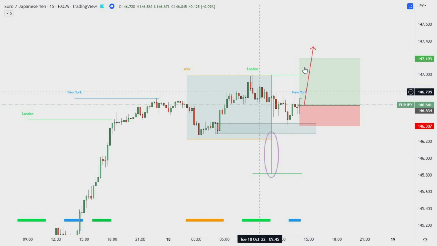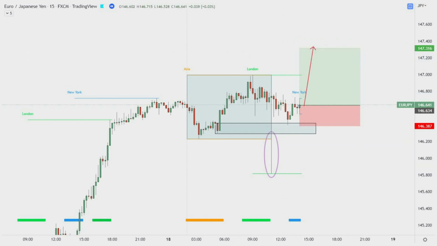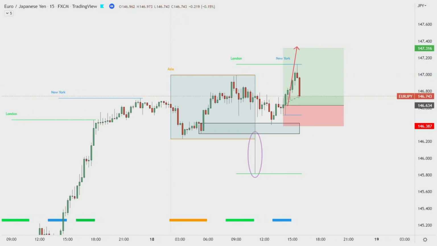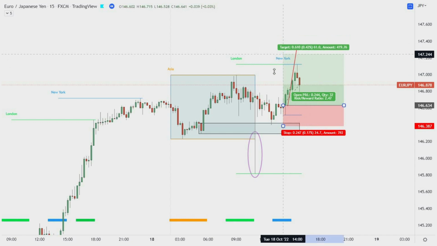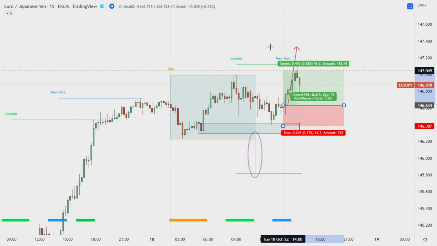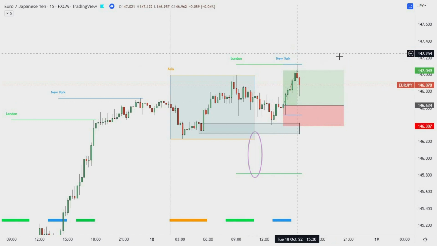In this moment we had the New York session open, and we expect more volume in the market. This is why we entered a buy trade targeting the London high and above. Price made a small drop, about 50% of our stop loss, and then bounced in the upside direction, creating a new high. In this moment we closed 50% of the position and moved the stop loss to break even.